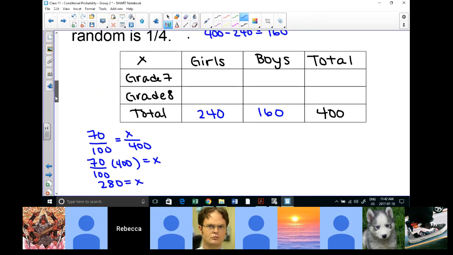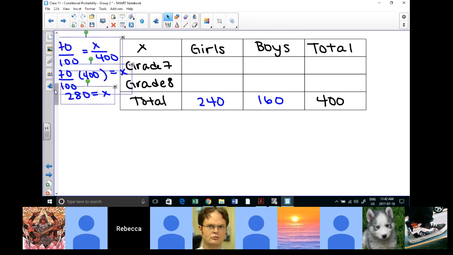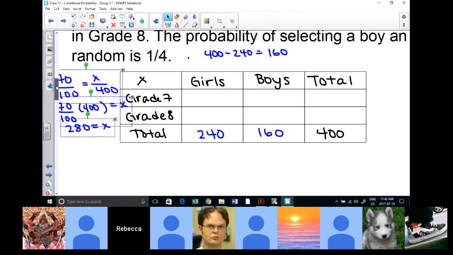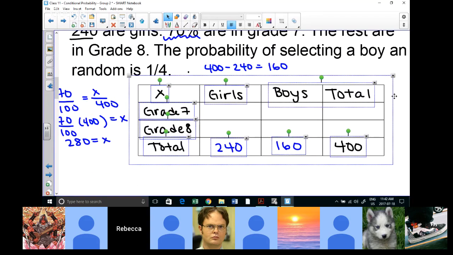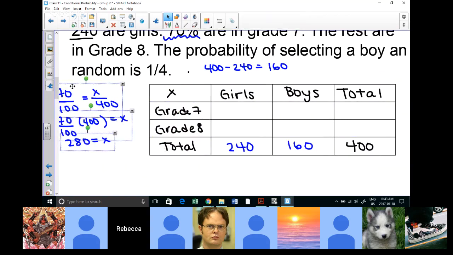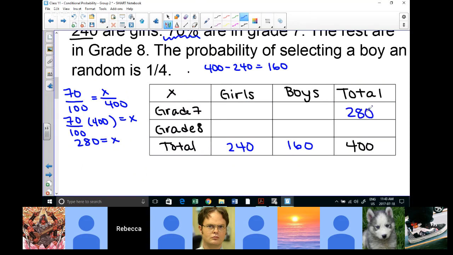What this means is I have 280 in grade 7. The rest are in grade 8. So I have 400 minus 280, which is 120.